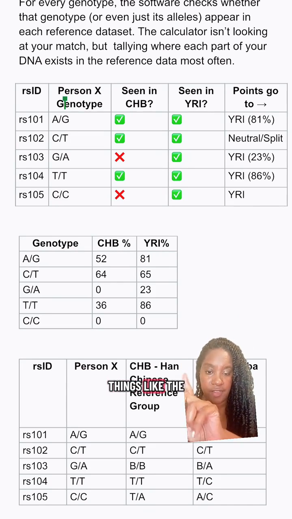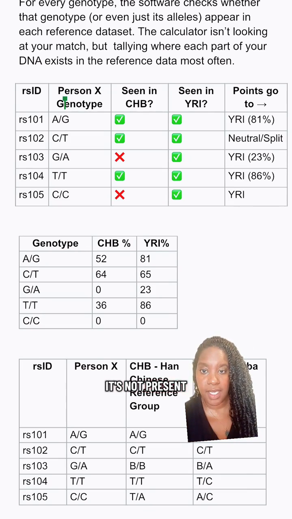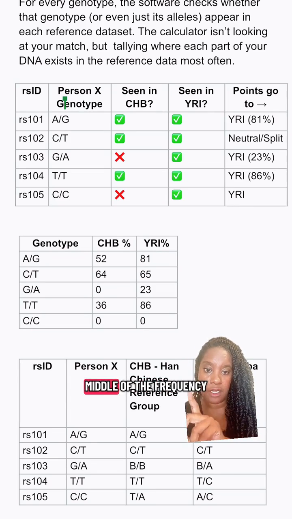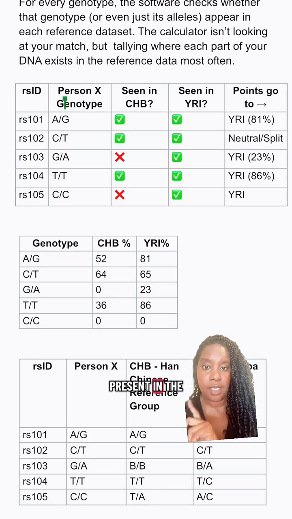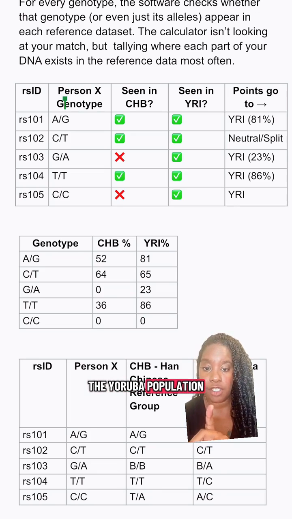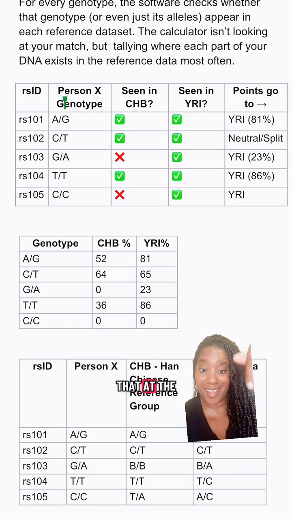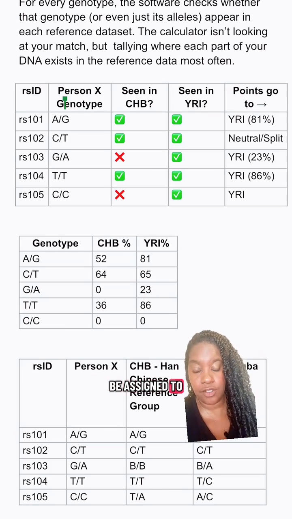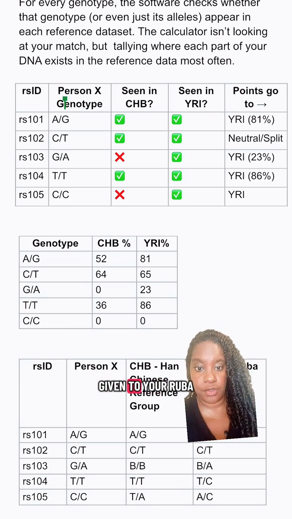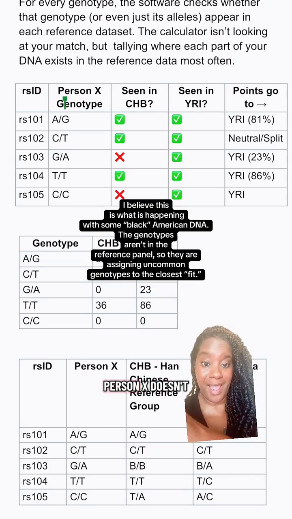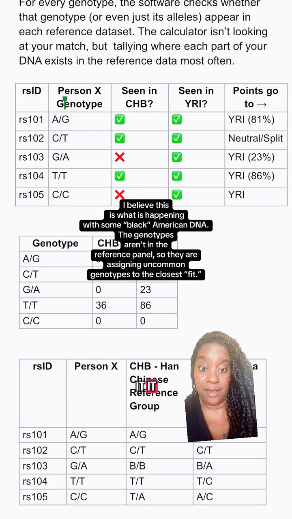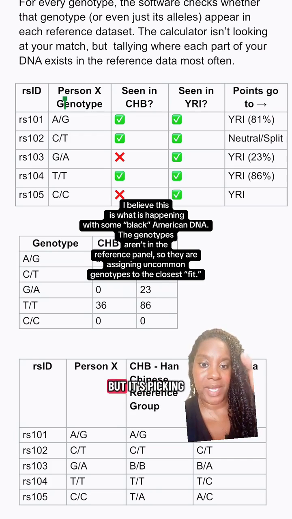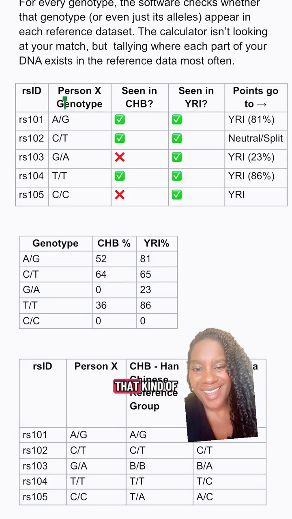Then you get things like the CC, where it's not present in either population. If you look at the middle of the frequency, it's not actually present in the Chinese population or the Yoruba population. However, if you look down there, we do know that at the allelic level, the C does show up in the Yoruba population. Because nothing can be absent in these calculators, everything has to be assigned to a group, the weight is given to Yoruba, even though the genotype of person X doesn't match either one of them. None of these groups have CC, but it's picking the closest fit.